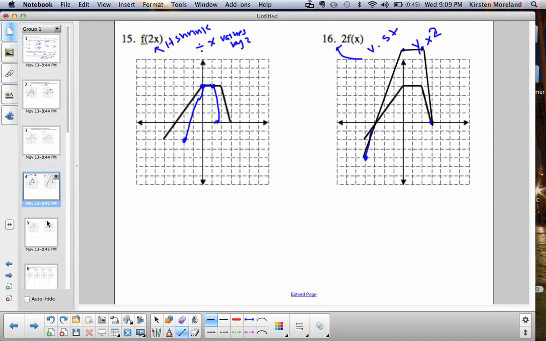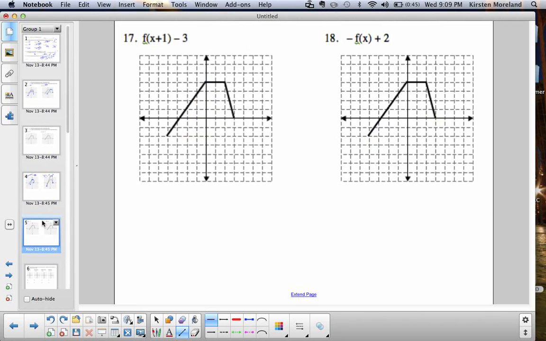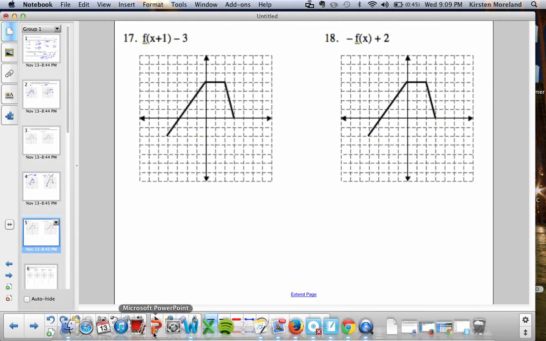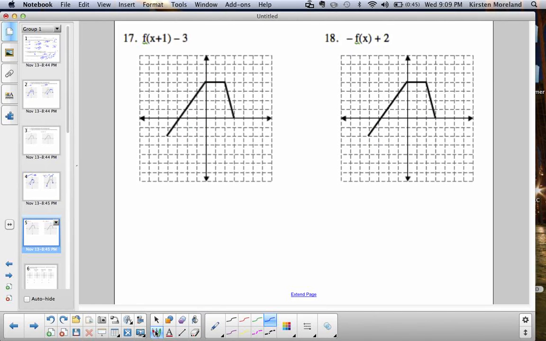Right, so there's the last couple. These two aren't too bad. This one up here to start is going left 1, down 3. So I'm going to take each point, go left 1, down 3, left 1, down 3. And connect them. They aren't going to be connected very nice. Yours should look a little nicer than mine. But there's my generic function.